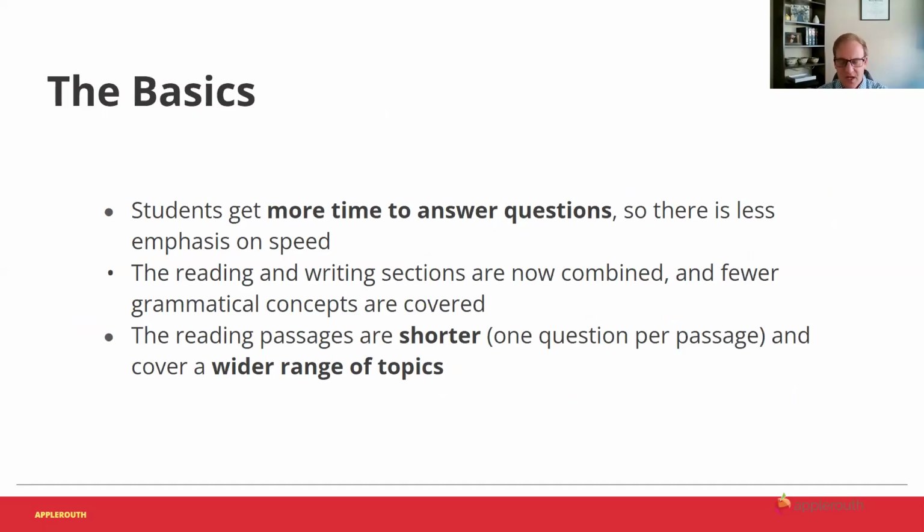Most of my students in tutoring, I do find run out of time on module 2 and sometimes module 3. But I will say that it's much rarer than it used to be. Reading and writing used to be different sections. There was an English, and then there was a reading, kind of like the ACT does. But now they're combined, and there's very few grammatical concepts. We'll talk about what they are, but it's like 6-ish. And now the passages are shorter. So we'll have one paragraph, one question, rather than 5 paragraphs, 10 questions attached.